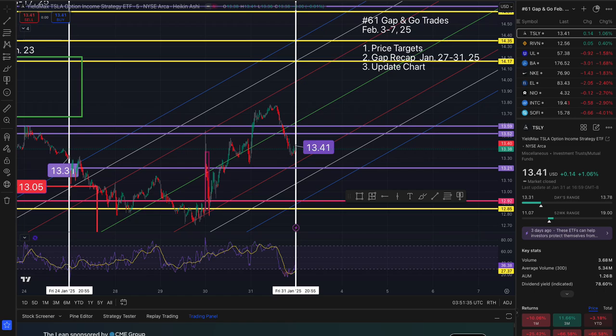Here is a look at your gap and go trades for the week of February 3rd through the 7th. I will go over price targets on the 5-minute time frame, have a gap recap from January 27th through the 31st, and update the chart as well.